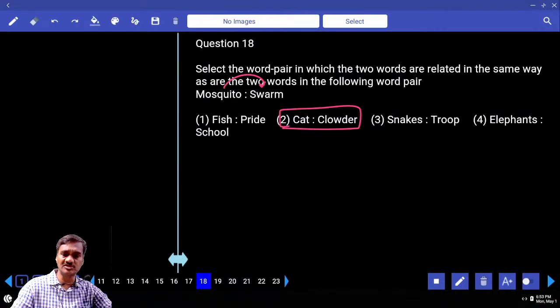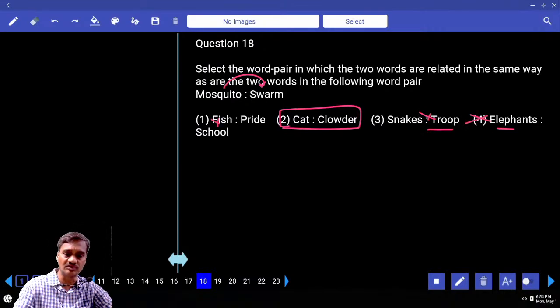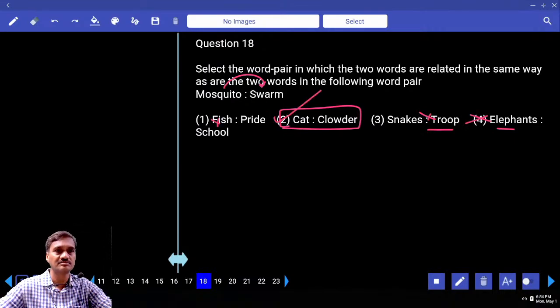No, snakes in a troop, we don't say that, right? Elephants in a school, we don't say that either, right? Now these three choices were ruled out. Now we were left with this. Done?